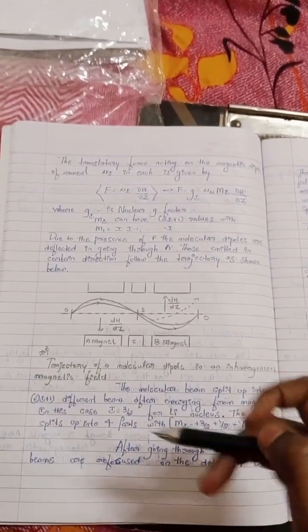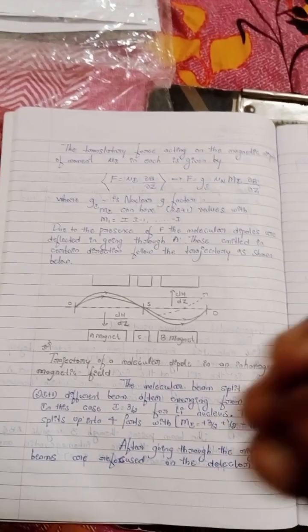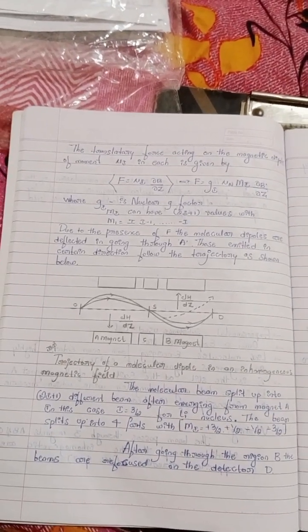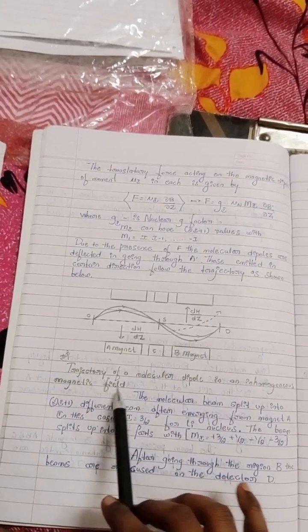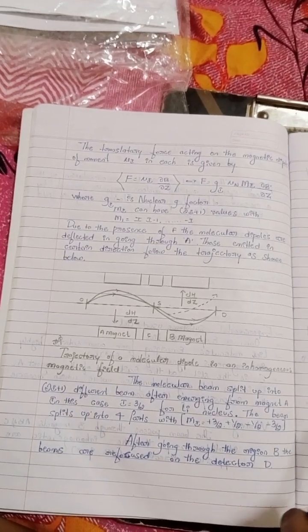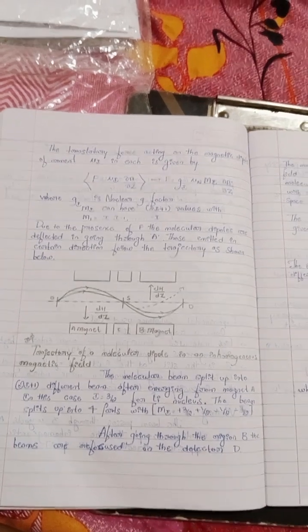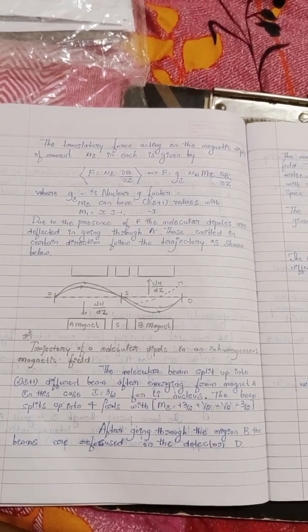How this resonates, or how the entire thing is detected in the detector, is shown in this graph. This is the trajectory of a molecular dipole in the inhomogeneous magnetic field. Why are we calling it inhomogeneous? Because we are keeping the magnets, one horizontal and one vertical.